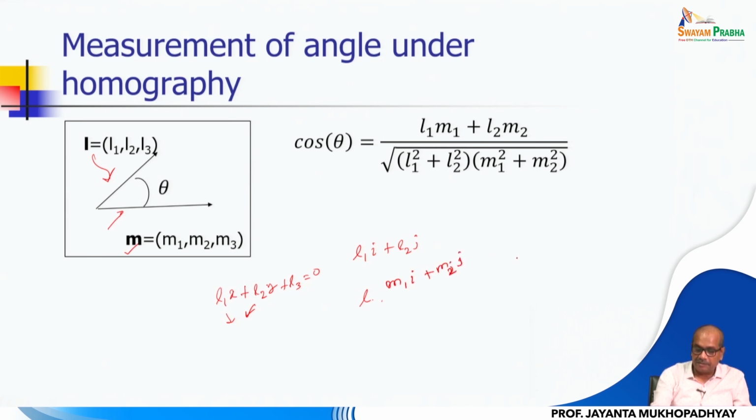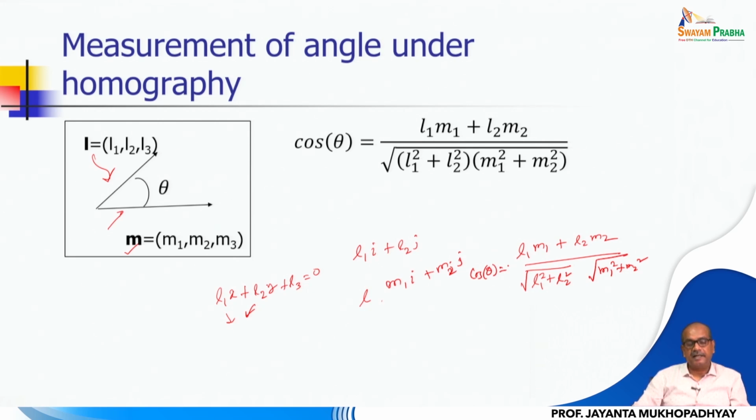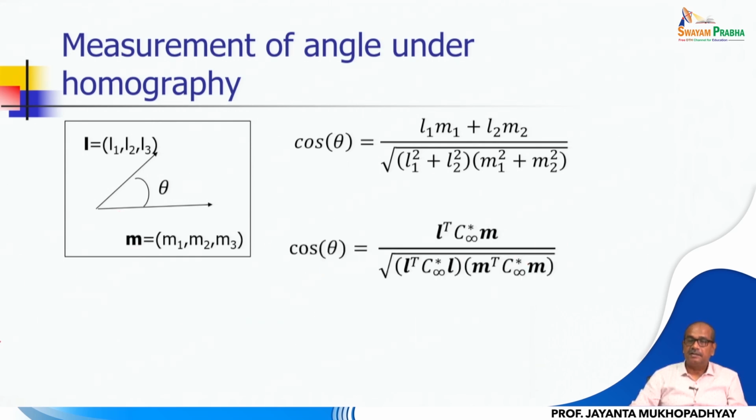So, if I take the dot product, which is L1 M1 plus L2 M2, and then normalize by their magnitudes, because this is a dot product of unit vectors, that would give me the cosine of the angle subtended by these two vectors. So, the angle between two lines can also be expressed in this form. This expression can be simplified and represented in this form also.